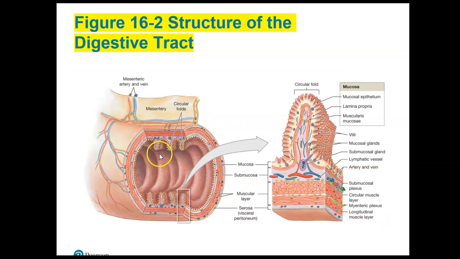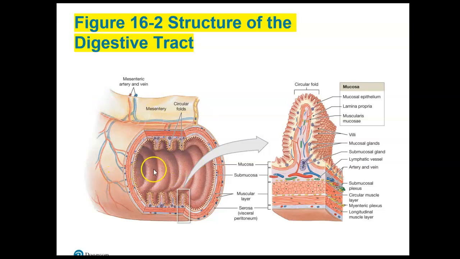This image shows you the lumen. You can see the lumen of the GI tract. In fact, let's start up here at the top. This connective tissue, excuse me, that contains blood vessels is called the mesentery. And especially the small intestines are surrounded and attached by mesentery. It kind of helps hold it in place.